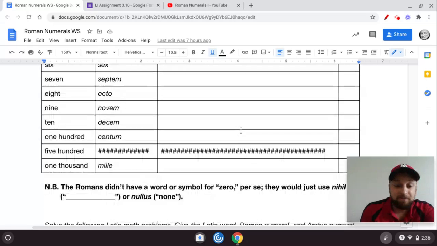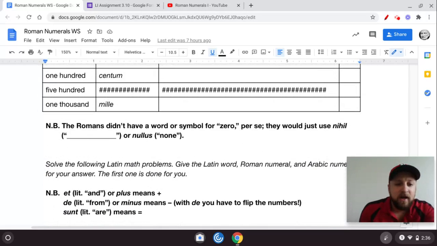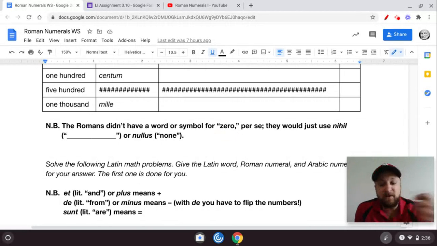Moving down here, it says that the Romans didn't have a word or a symbol for zero per se. I actually have a Snapple fact, a Snapple cap I keep on my clipboard. In class, it says 0 is the only number that cannot be represented by Roman numerals, and that's true. That's a true Snapple fact for once. They would just use the word nihil, which, as you can see, I kind of left it blank because it's a new vocab word this stage, in stage 7, or nullus, which would be none.